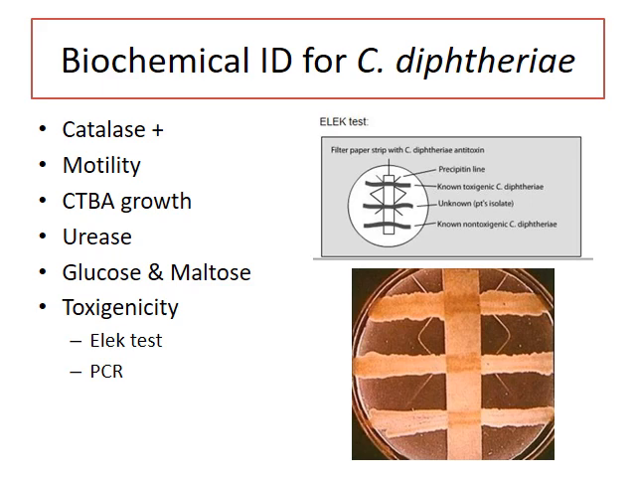Also, the urease. We do a urease sometimes, and urease would be negative for diphtheriae, whereas other Corynebacterium like ulcerans and pseudotuberculosis are both urease positive. So we like to see a negative urease to get at least a presumptive ID for diphtheria. Then we also look at the glucose and the maltose. Diphtheria can ferment both of those. There's other combinations for the other Corynebacterium.